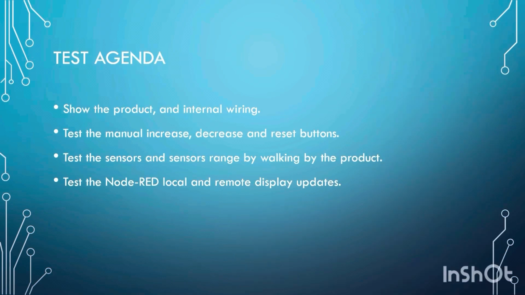So today, the test agenda: first I'm going to show you the project and show the internal wiring and just go over the project and what it looks like. Then I'll show you the manual increase, decrease, and reset buttons. These buttons can be useful, say an issue occurs and the sensors stop working. Just something unpredictable. For the meantime, you can just have employees press the button when they're entering and leaving a building.